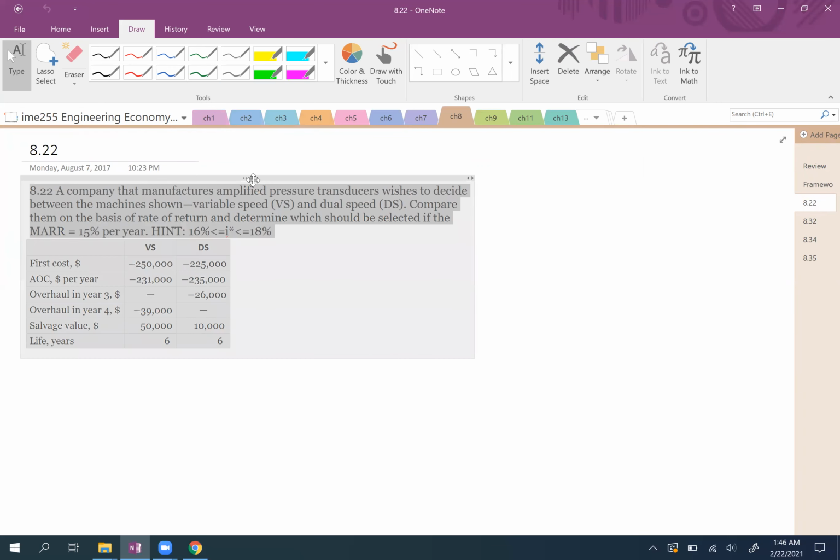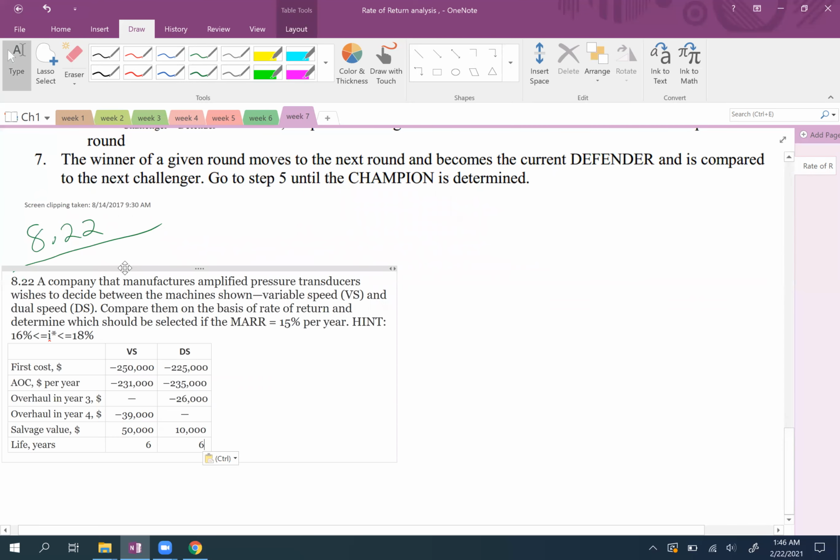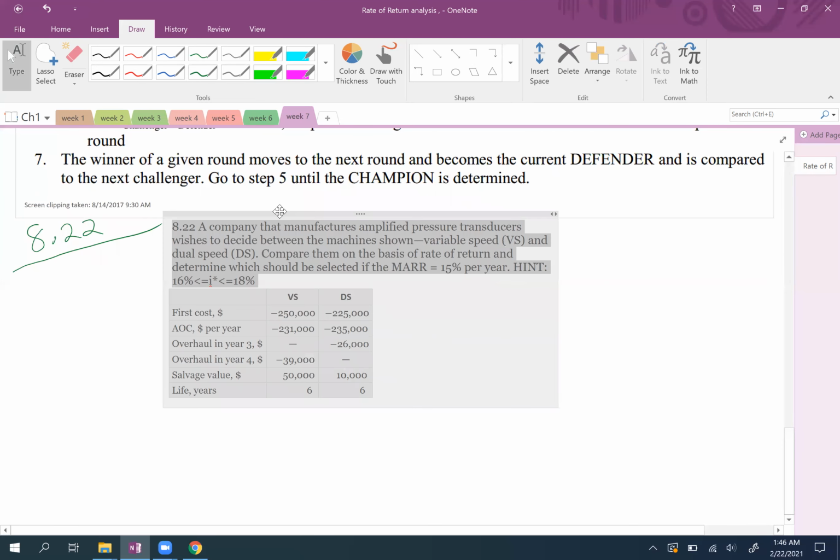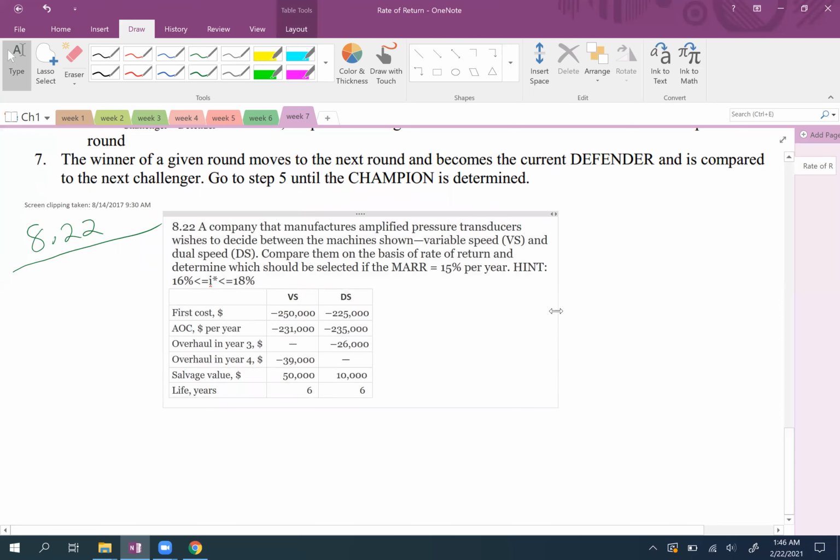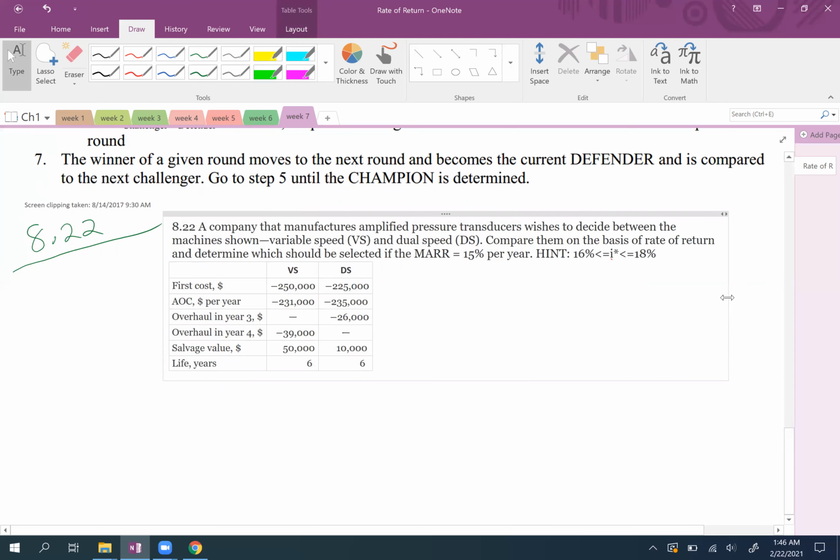Let me copy and paste it over here. I want you to read this example first. As you can see, you have two alternatives. One is variable speed and the other one is dual speed. You want to compare them using rate of return and determine which one should be selected. Let's say MARR, the minimum attractive rate of return, is 15%.